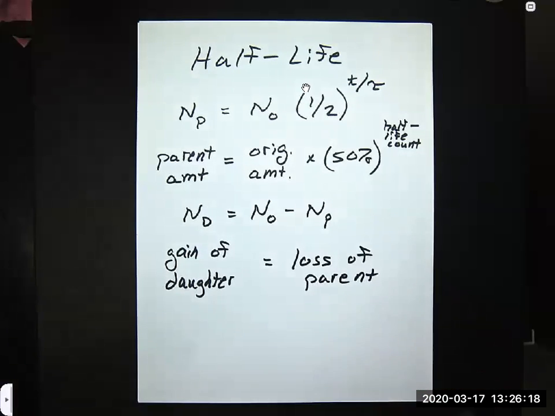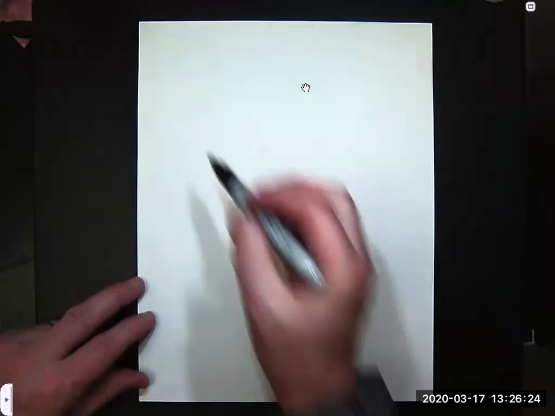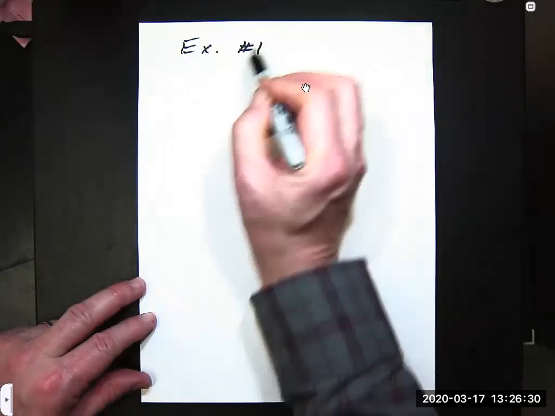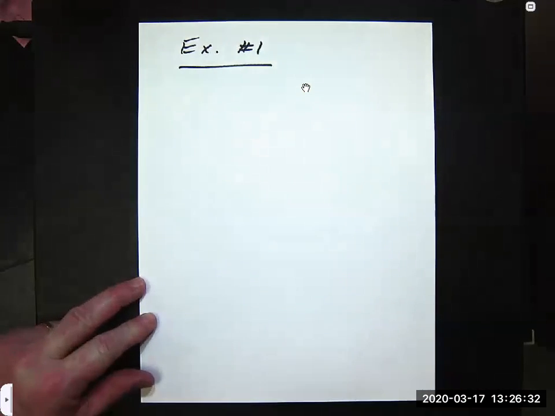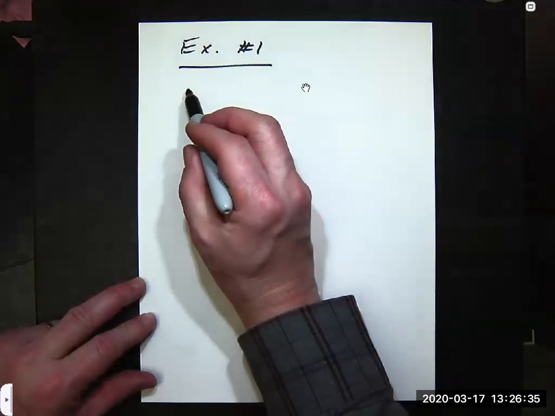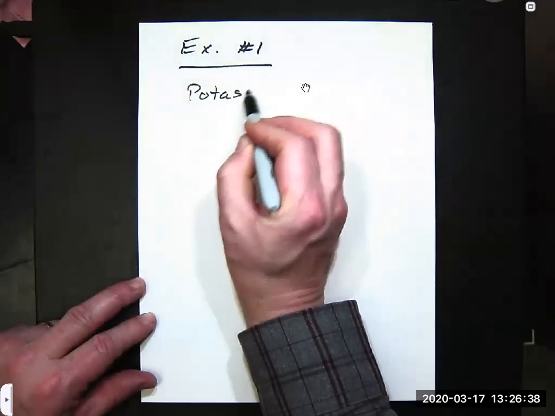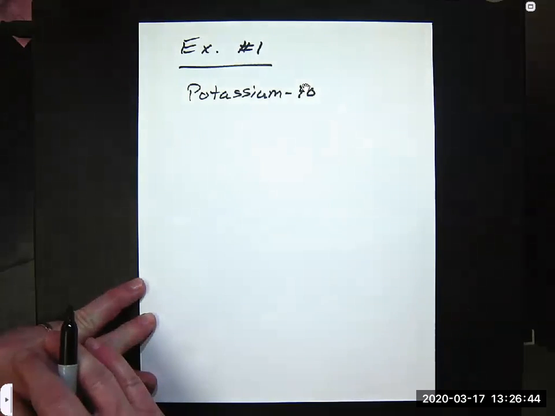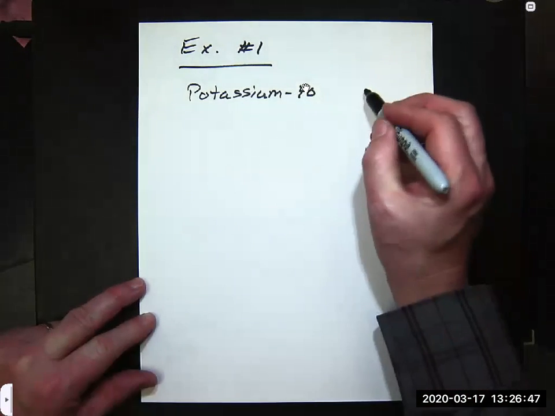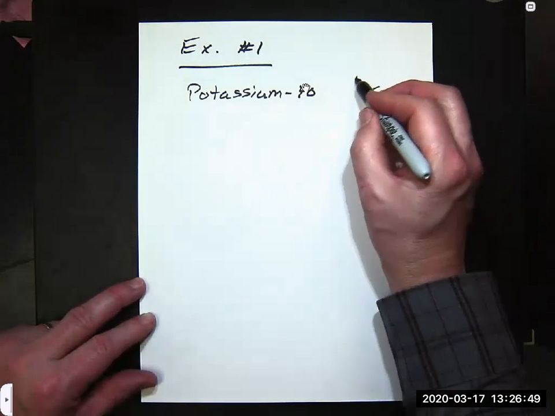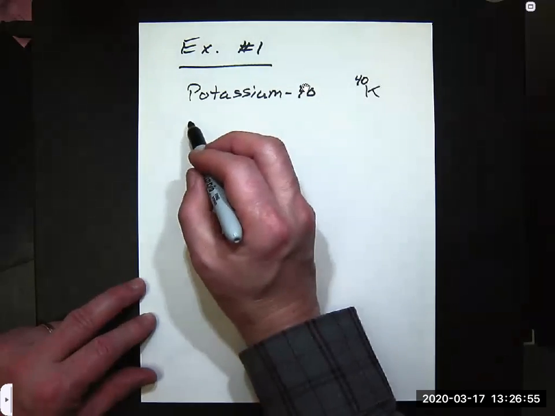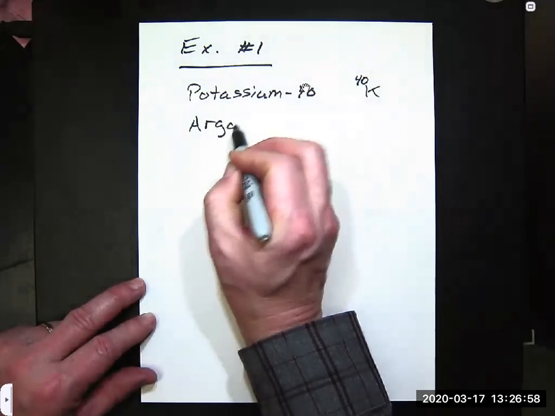All right. Let's go ahead and step through some examples. For the first one here, I'm going to use a real substance as the example. There's a material called potassium 40. The 40 here refers to the total of the proton count and the neutron count. This can be written in shorthand. K is the elemental symbol for potassium, so 40K. Now, potassium 40 can decay into argon 40.